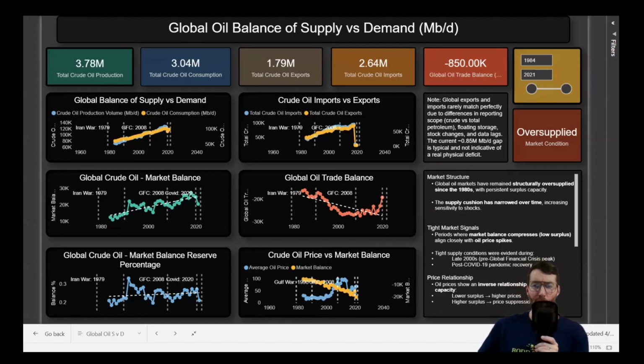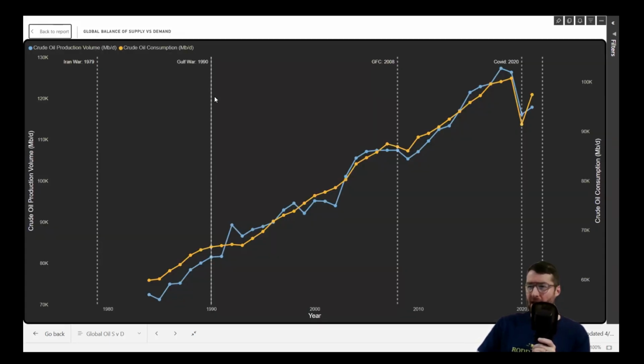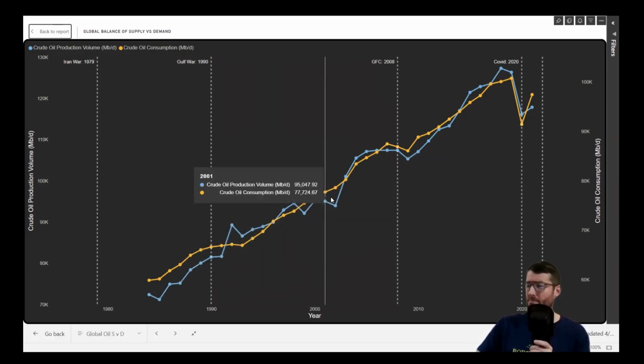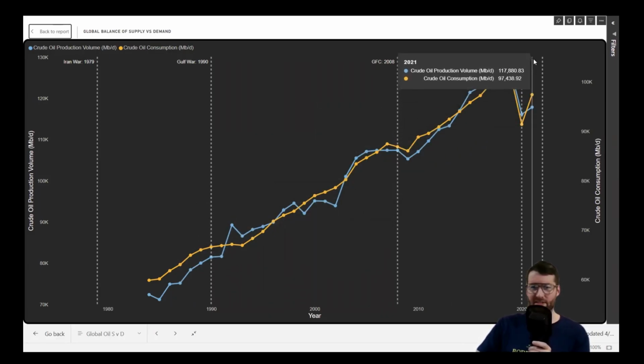When we look at global oil production versus consumption, we can see a consistent trend. Both have grown steadily over time, and they've both gone up and increased exponentially. But importantly, production has generally exceeded consumption.